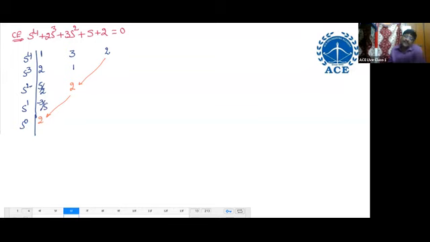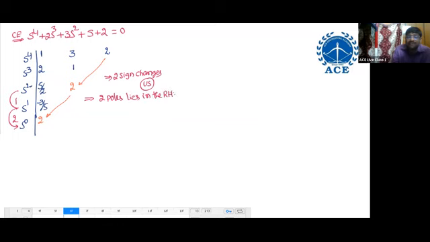Minus 3 by 5. That means how many sign changes are we getting here? Two sign changes. The given system is unstable. Two poles lie in the right. The remaining two poles are on the left.